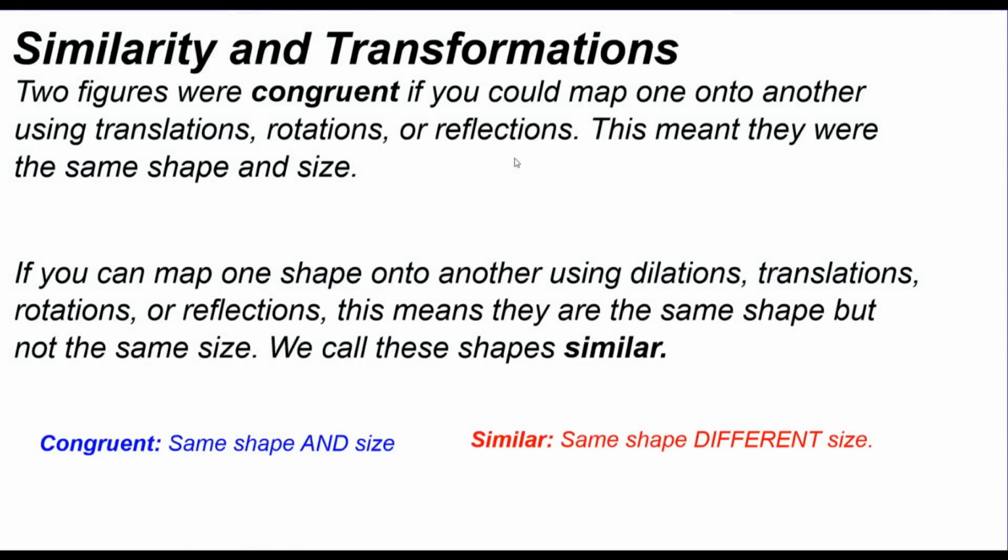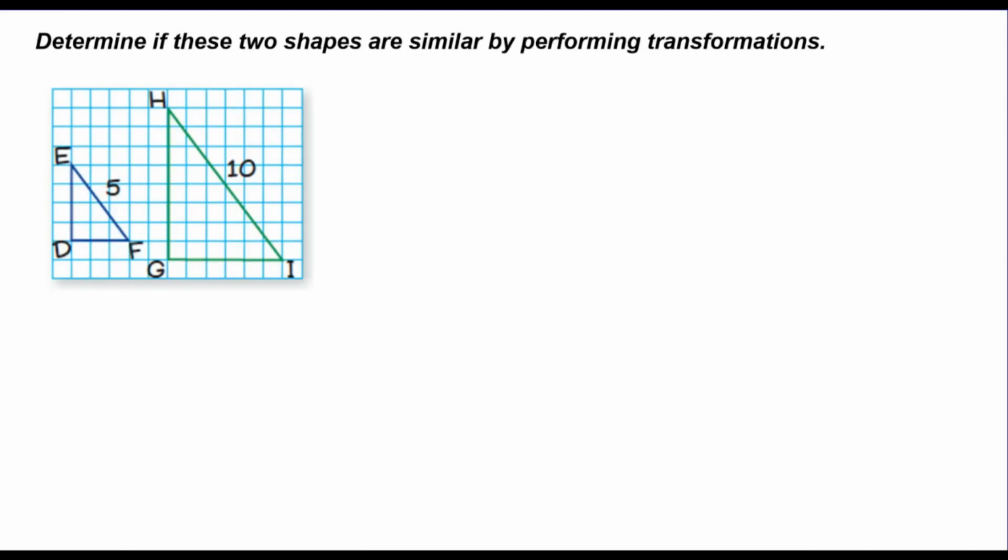So at the bottom here, I have kind of a summary of these two concepts when it comes to shapes. Congruent means that they're the same shape and the same size. However, similar means that they're the same shape but different sizes. So if we can map one onto the other now using dilations, we would say that the two shapes are similar to one another. So determine if these two triangles are similar by performing transformations.